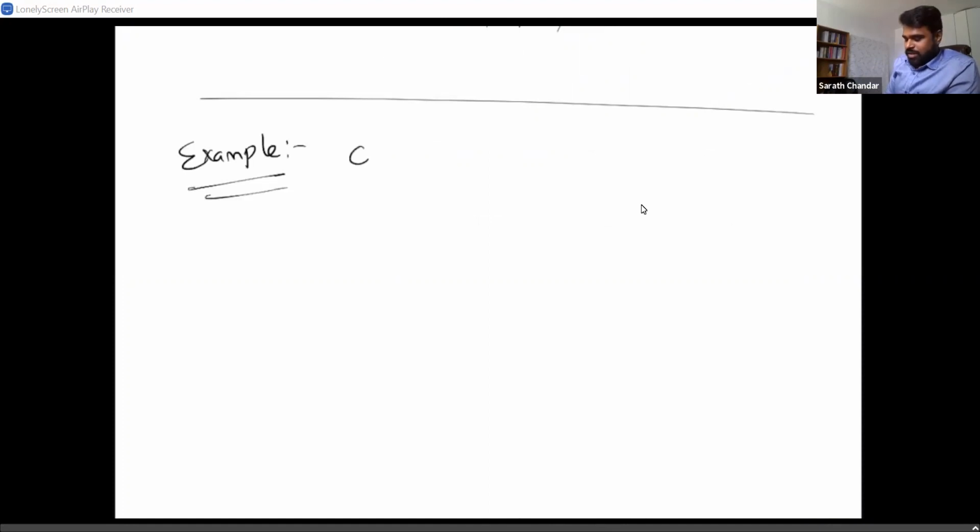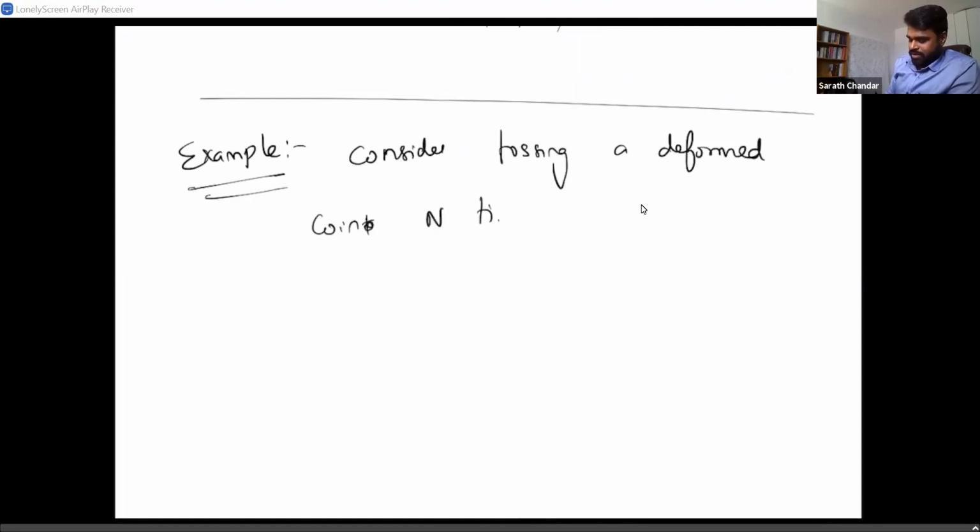Now consider tossing a deformed coin for n times. Okay, so a normal fair coin would have the probability of 0.5 for head and 0.5 for tail. Now I have this slightly deformed coin. I don't know the probability values for head and tail. And we're going to estimate this value by tossing this coin for n times.